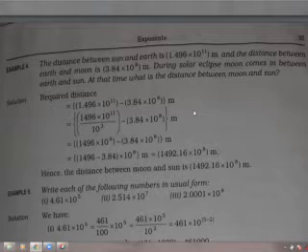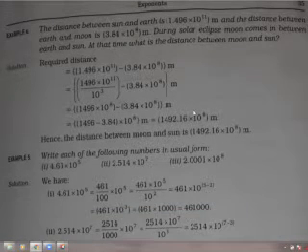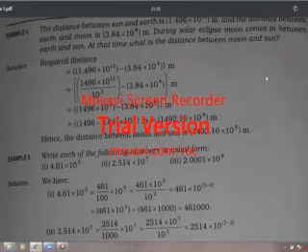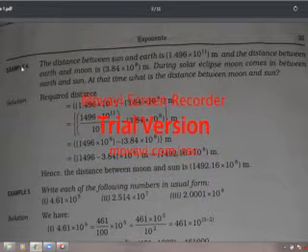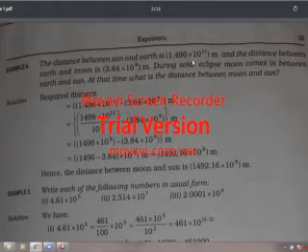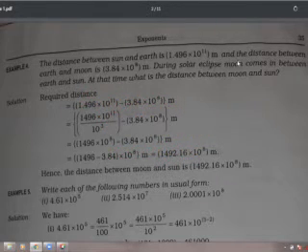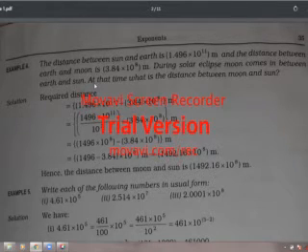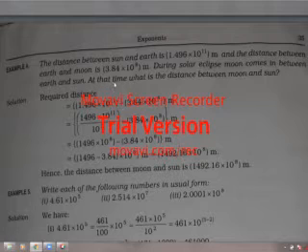Now we can see example 4, page number 35 over here. It has been said the distance between the sun and the earth is 1.496 into 10 to the power 11 meter, and the distance between the earth and the moon is 3.84 into 10 to the power 8 meter. During a solar eclipse, the moon comes in between earth and sun. At that time, what is the distance between moon and sun?